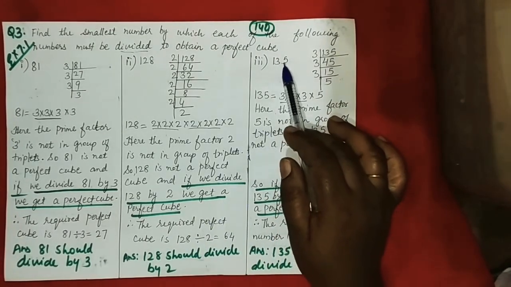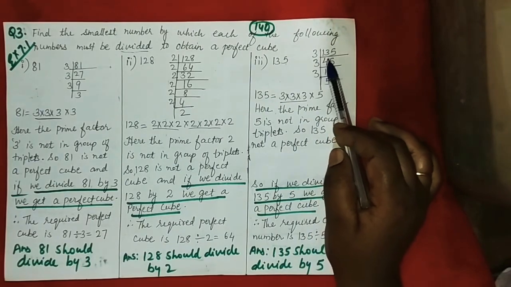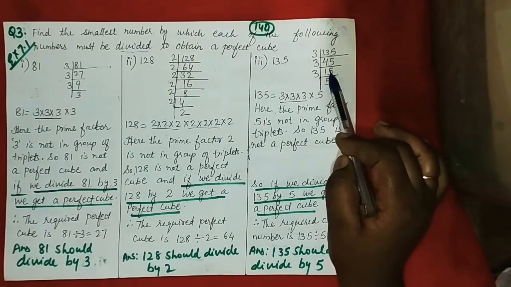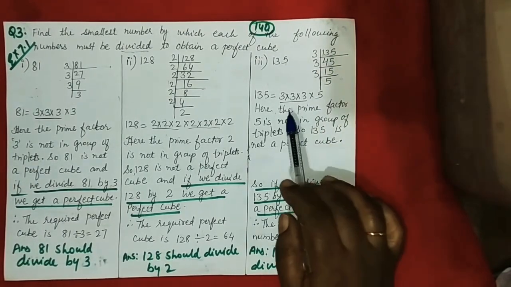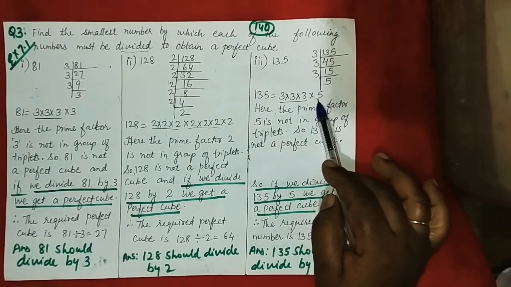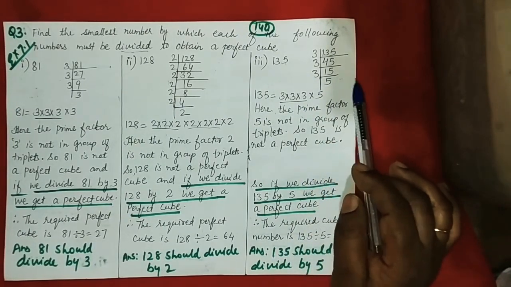Now 135. Here also we are doing the prime factorization. It is divisible by 3. When we divide by 3, we get 45. Again divisible by 3, 15. 15 by 3 is 5. How can we express 135? 3 into 3 into 3 into 5. Here you can see 5 is extra, which is not in a group of triplets.